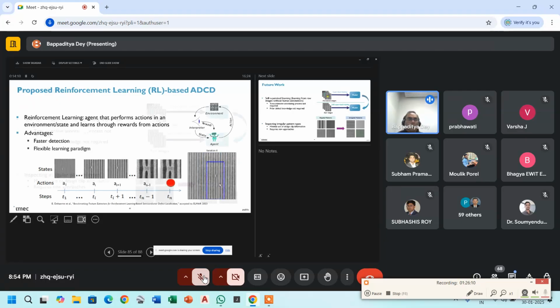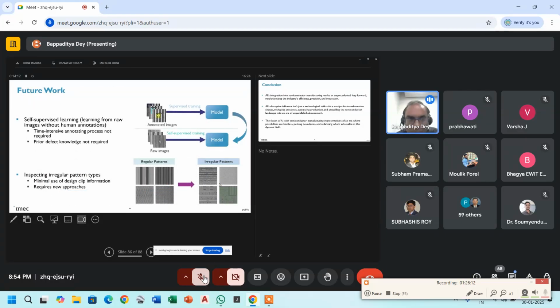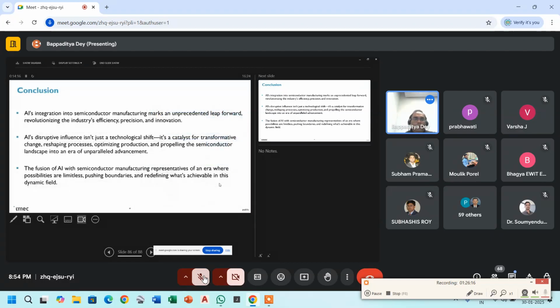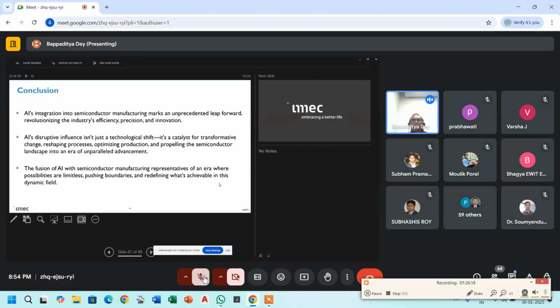We also have the future scope, as you can see on my screen. The conclusion is that AI's integration into semiconductor manufacturing is unprecedentedly forward, and not only for semiconductors, but also for your own applications. You can consider by yourself how wisely you can bring AI's contribution or AI's application into your own domain. Okay, and that's all.